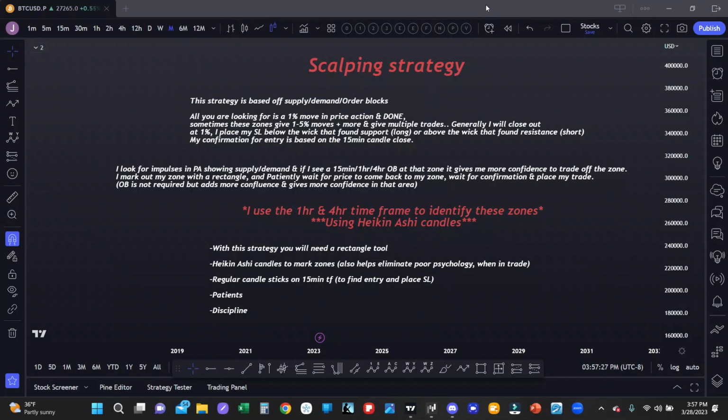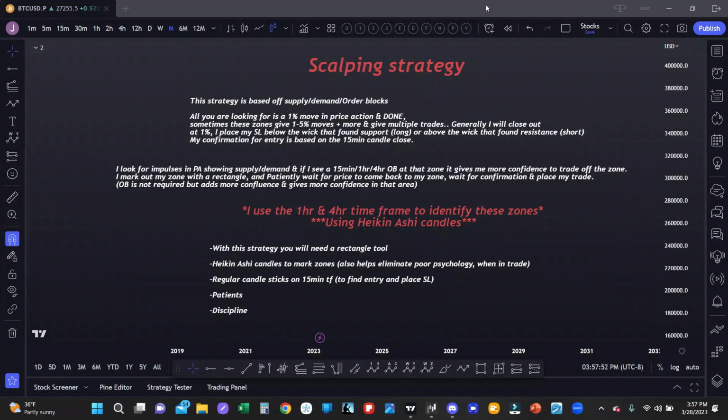Okay, so the strategy is based off of supply and demand, order blocks. All you are looking for is a 1% move in price action and done. Okay, so 1% move in price and you're done. That's it. That's all. Sometimes these zones will give 1 to 5% moves plus more, as you'll see in the examples when we get into the chart, and they'll also give multiple trades.